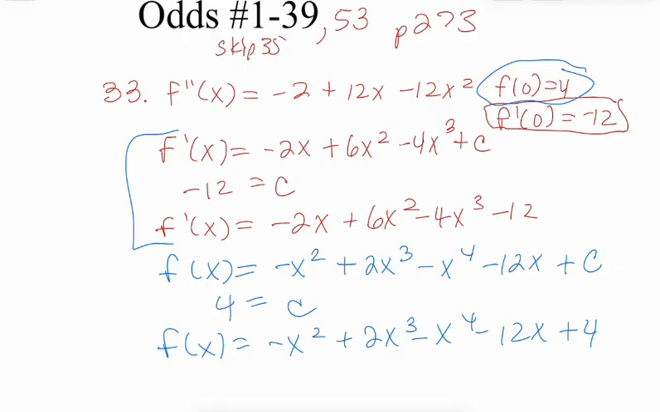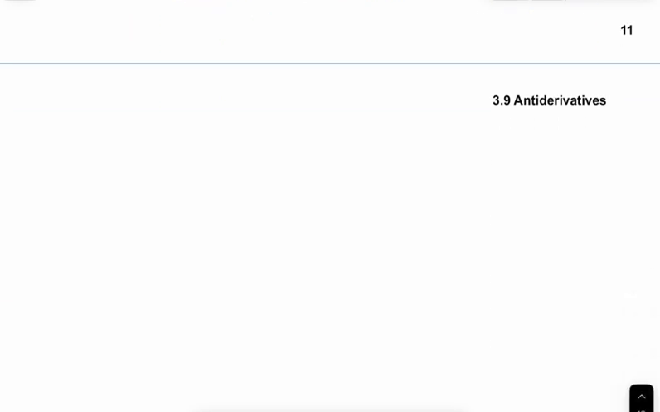Okay, now we're going to do 35. No, we're skipping 35. Now we're going to do 37. Let's do 37 together.